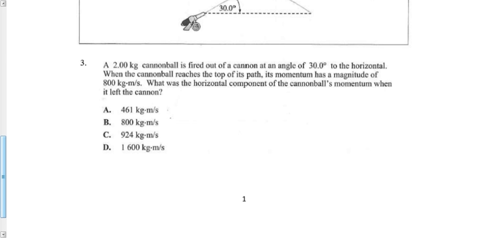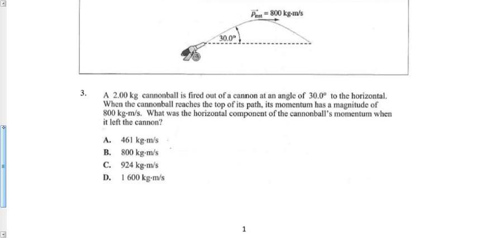A 2-kilogram cannonball is fired out of a cannon at 30 degrees to the horizontal. The cannonball reaches the top of its path. Its momentum is a magnitude of 800. Let me see the picture there. There we go. What's the horizontal component of the cannonball's momentum when it left the cannon?